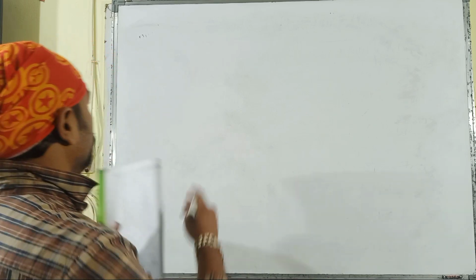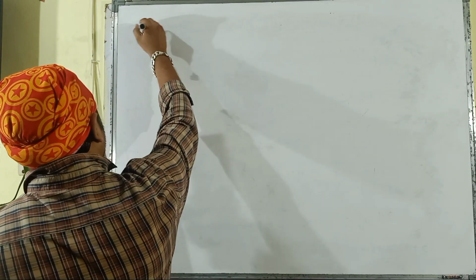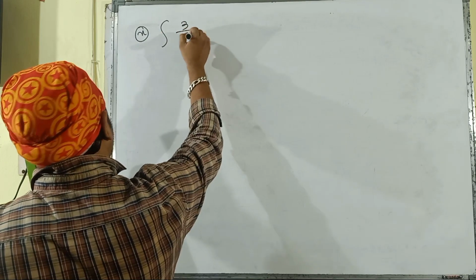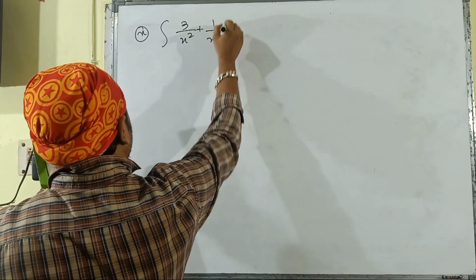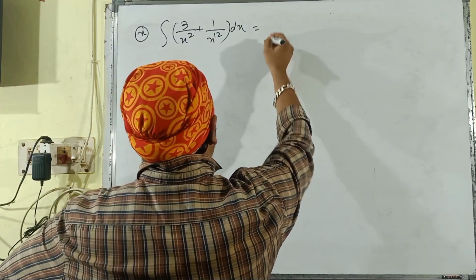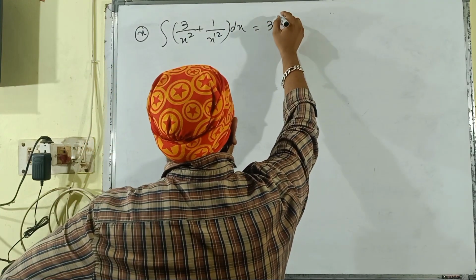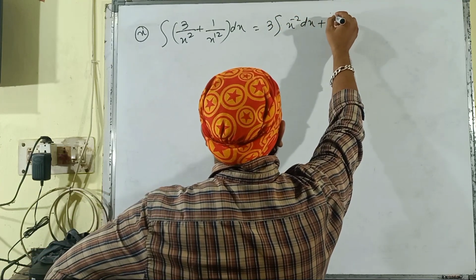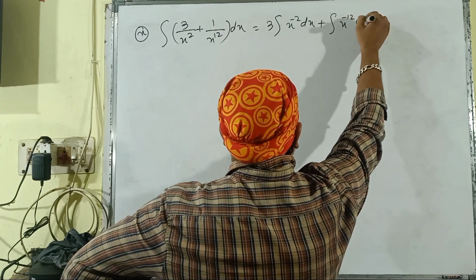Then let us discuss the 10th part of number 1. It is the integral of (3/x² + 1/x¹²) dx. By applying the algebra of integration, we have 3 multiplied with the integral of x to the power minus 2 dx plus the integral of x to the power minus 12 dx.